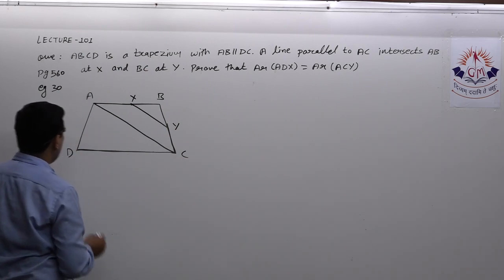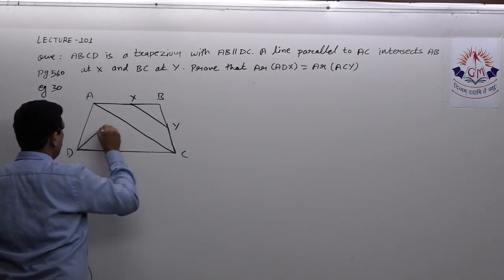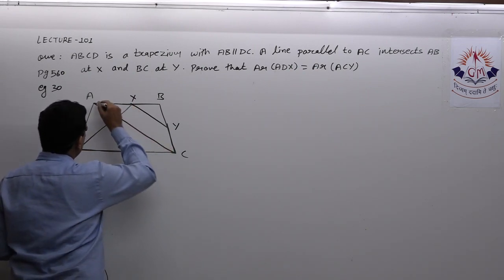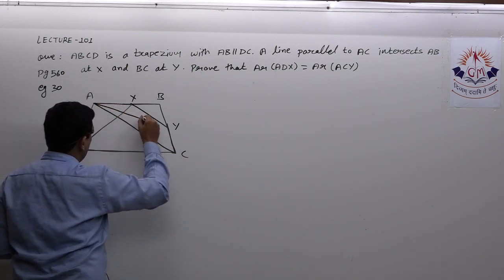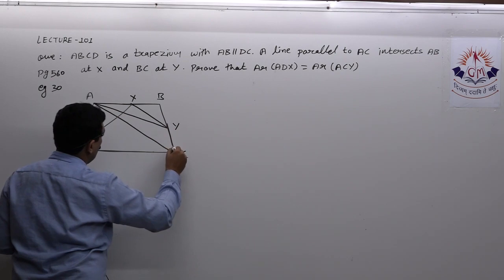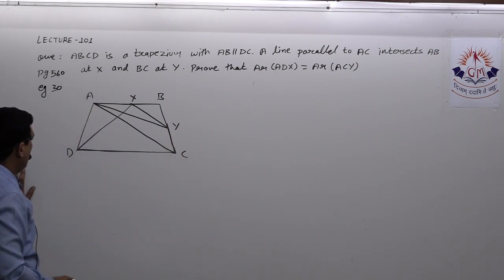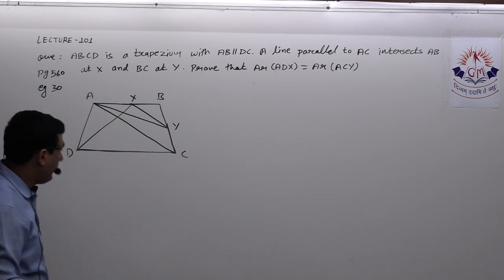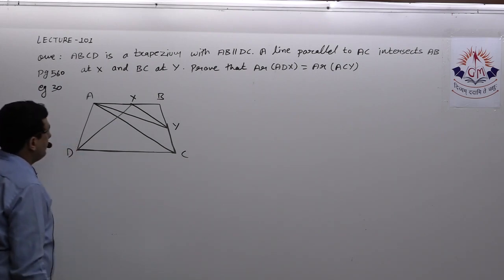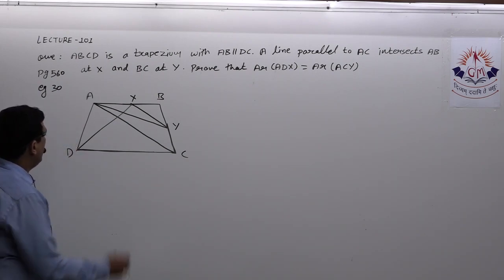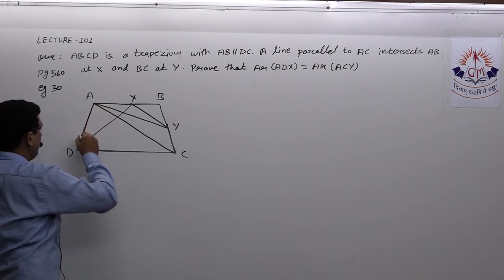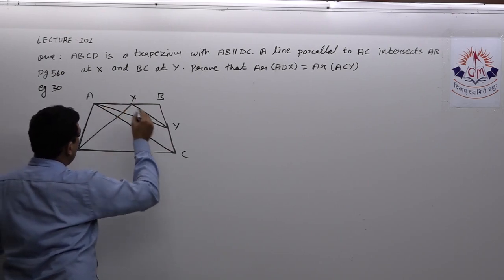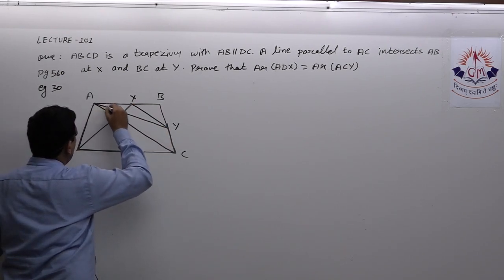You have to prove area triangle ADX is equal to area triangle ACY. So we have to prove area of this triangle ADX is equal to area of triangle ACY.